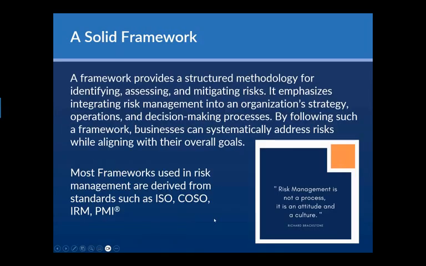And here I go again. So a solid framework. Framing the work. Basically, it's having a structured methodology, usually represented in a flow chart, where you will be able to literally have people look at this and say, here's what we do and here's how we do it.